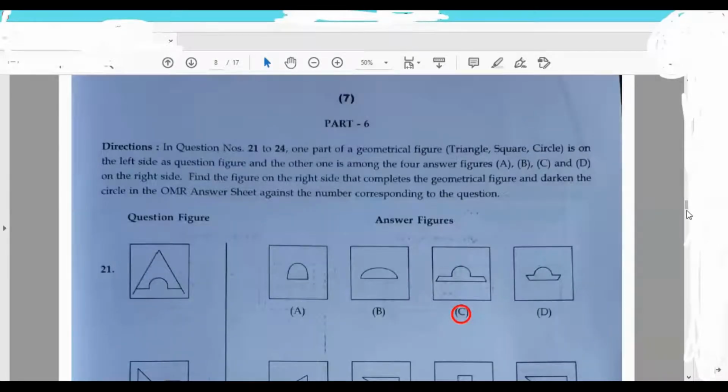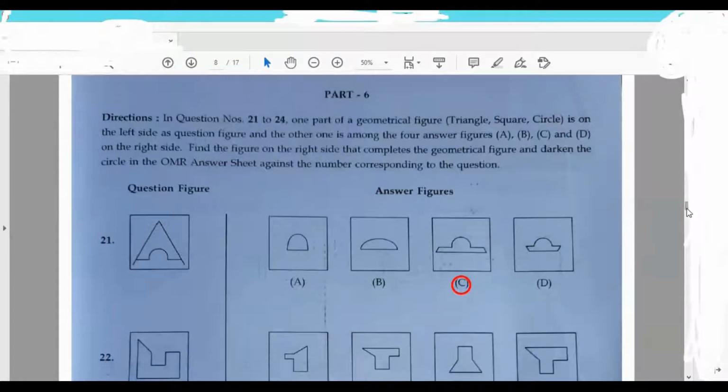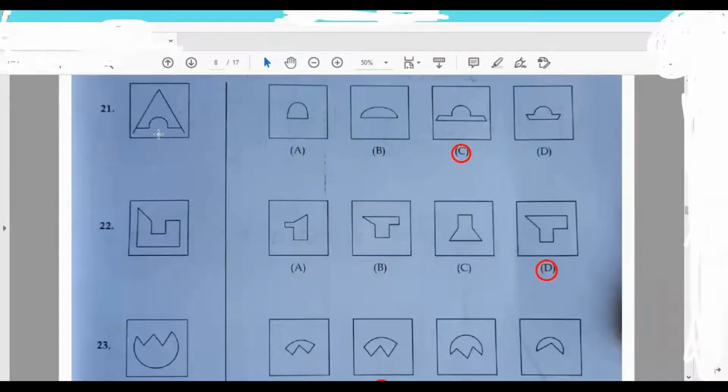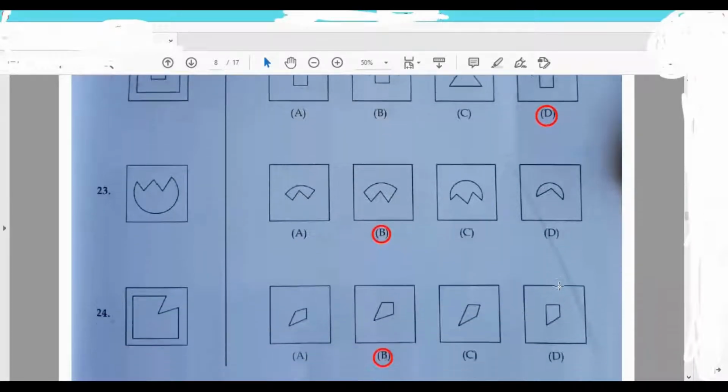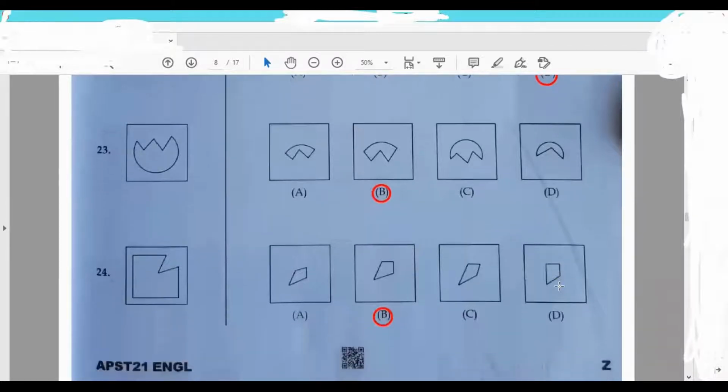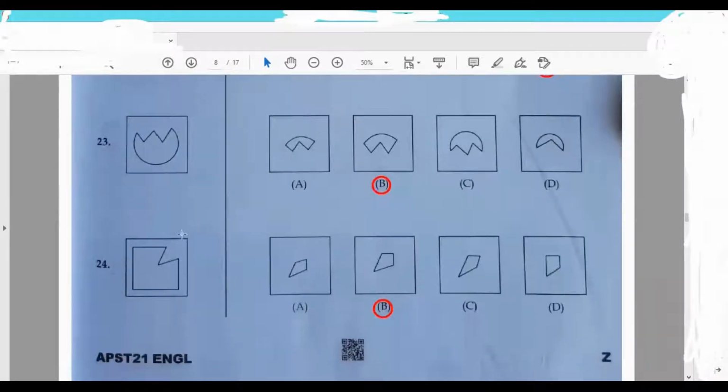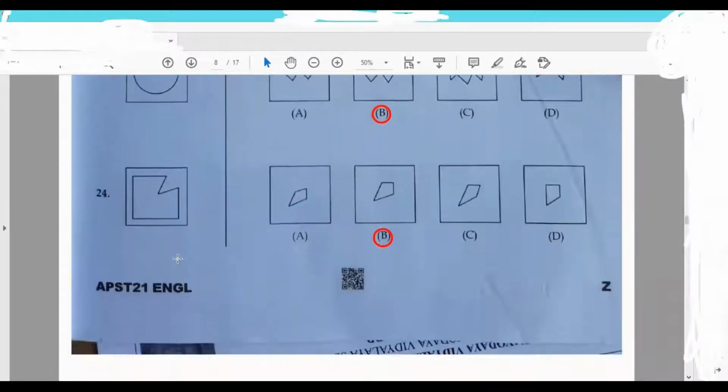For 21st to 24th questions, you have to find the figure on the right side that completes the geometrical pattern. Here you can see if you fill this part, it will be completed. The correct answer will be C. For 22nd, if we fill this part, it will become completed, which will be D. For 23rd, it will be B, because if we fill that part, it will be completed. For 24th, if we fill this part, this will be done. So this is B again. So for 24th, it is B.